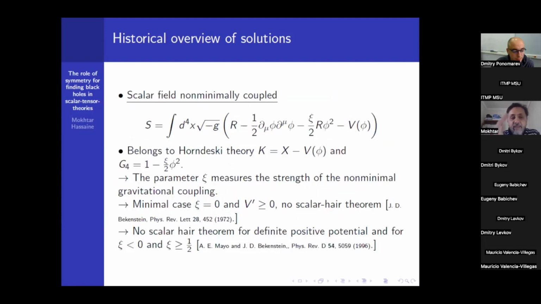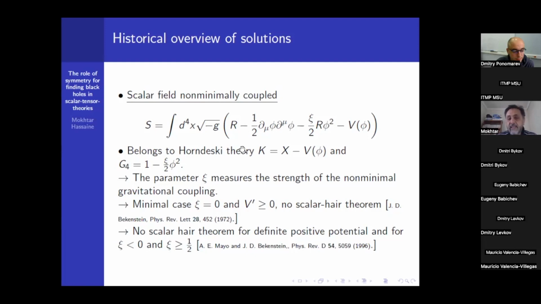Then we can raise the difficulty a bit and still consider Einstein-Hilbert, the standard kinetic term for the scalar field, a possible self-interacting potential, and then we are going to consider a non-minimal coupling between the scalar curvature and the scalar field. And this xi, this parameter, is a constant that precisely measures the strength of the non-minimal gravitational coupling. When xi is 0, we are in the minimal case. Of course this theory also belongs to Horndeski theory with K given by X minus V, the potential, and G4 given by 1 minus xi over 2 times phi squared.